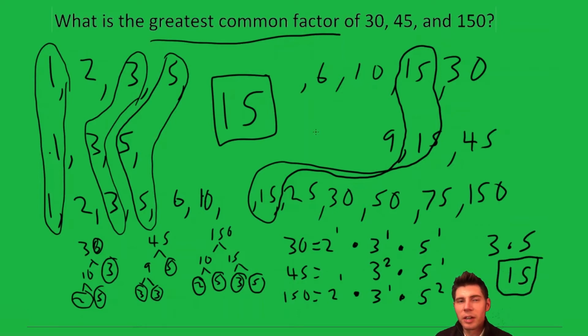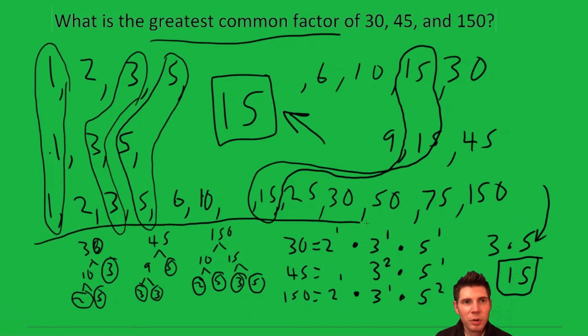Notice how we got the same answer as up here. So both methods will work okay. It just depends on what you're most comfortable with. So you can just list out all the factors and just compare them, or you can break them down into primes and then just look at the greatest common primes and then multiply from there. I hope this makes sense.